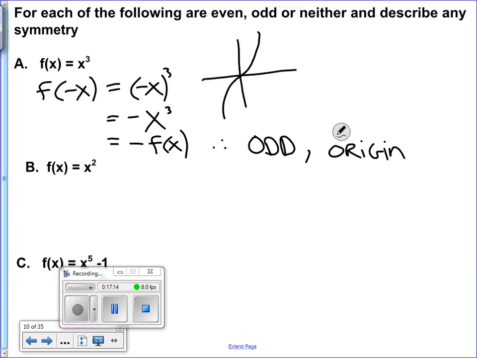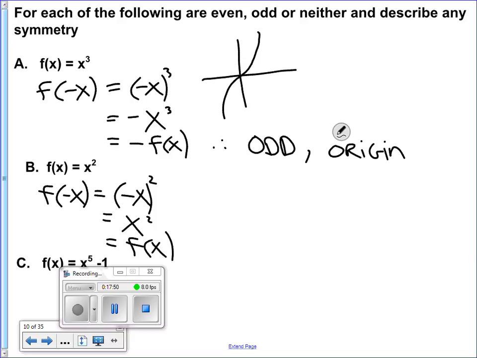Alright, let's see our next one. So we want to know if f of x equals x squared is odd or an even function. What's the first thing we have to do? Plug in negative x. So we look at f of negative x. We replace anywhere we see an x with a negative x, and we clean it up. If you have negative x and you square it, what do you get? x squared. Is x squared equal to f of x, the opposite of f of x, or neither? Equal.